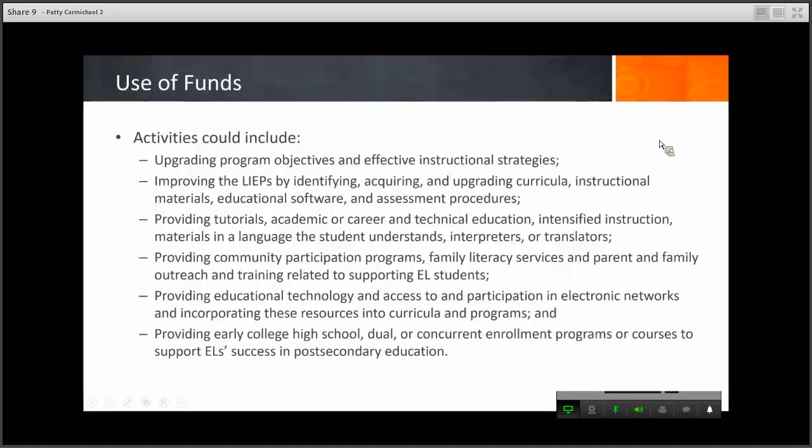This slide shows you some activities that you could implement, gives you some ideas. If you have any questions on any of these, please give me a call and we can discuss. There are many innovative ways that districts and consortia have used their funds, so please feel free to call me if you have ideas that you feel are out of the box or you're just not sure if they're allowable. Please don't hesitate to call.